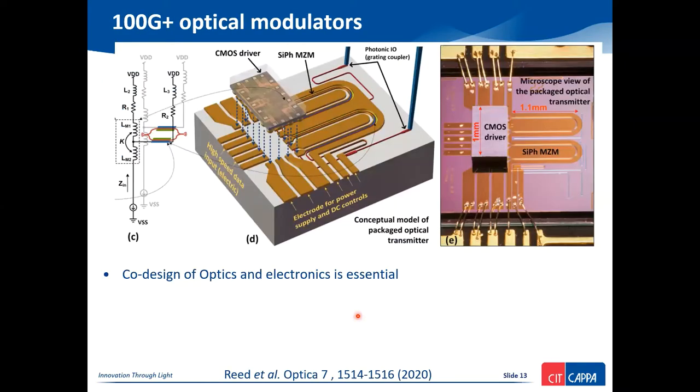For example, the modulator has always been a key function in an optical link. Here I'm showing some results from a recent paper from Graham Reed's group at the University of Southampton. This case is, I'd say, a very elegant design of a 100G plus optical modulator, and one of the key steps they've taken is to design the optics and the electronics in tandem.